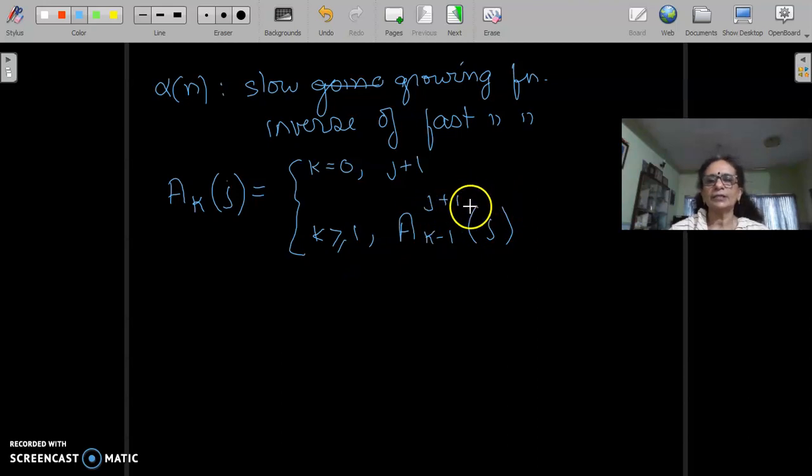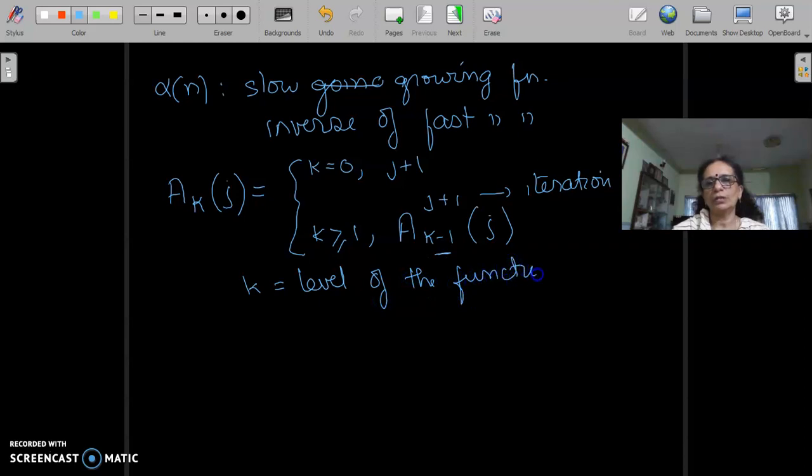We had defined what is meant by this function iteration, right? So we can just recall from the previous lecture notes if you don't have it with you. This k is something we call the level of the function. j is our parameter, k is our level of applying the function. So our aim is to see how the function grows with level. We already have two lemmas to tell us that.